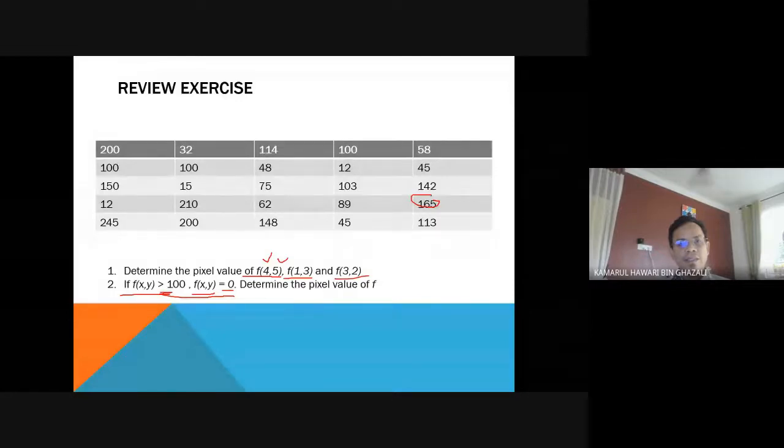X is a row, column 1, 1. So look at this pixel value. If this is greater than 100, so 1, 1, that pixel value is changed to 0. So now the new value is 0. So this one is not true, so the existing value remains as it is. It does not change to any new value. So this is greater than 100, change to 0. So this is what is meant by the second one.